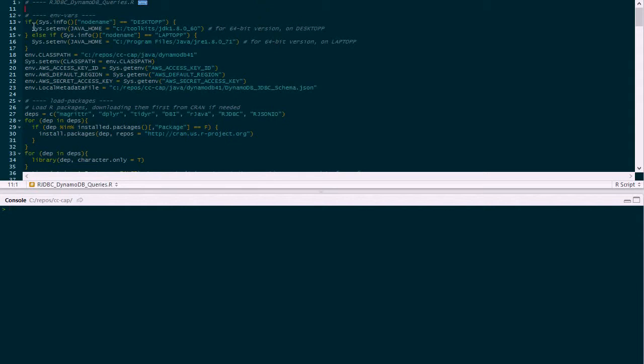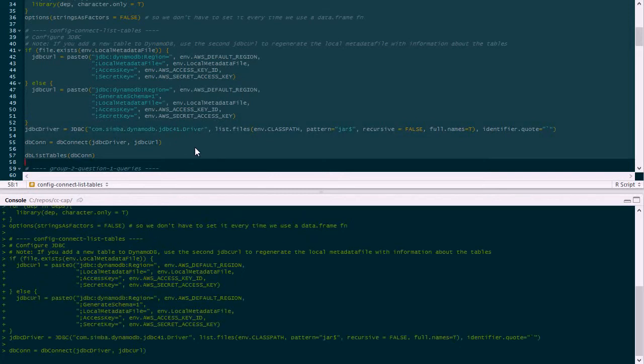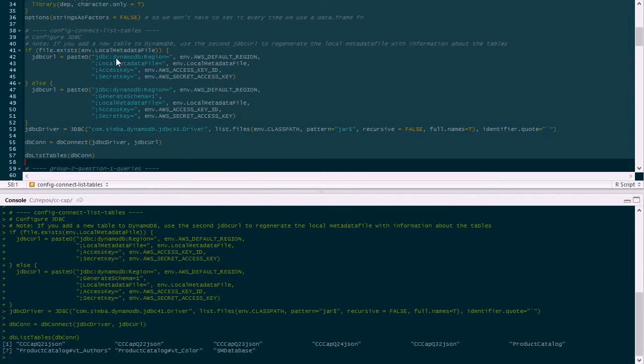Again, this is running R, and we're going to use a package called RJDBC, which allows us to talk to the DynamoDB database that we have set up at Amazon. This is just a bunch of magic to do that. We basically have to say we're using DynamoDB on the East Coast, and here are our keys to connect to our database. And this is our list of tables. We have a table per question.